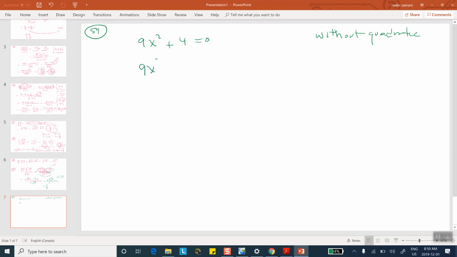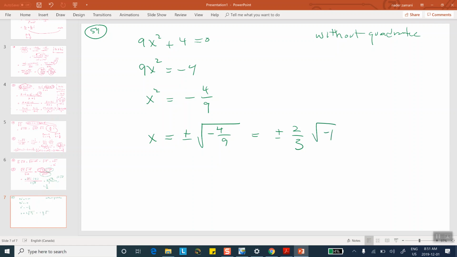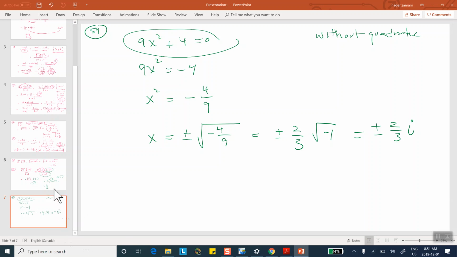So we got 9x squared equal to minus 4, x squared equal to minus 4 over 9, x equal to plus or minus root of minus 4 over 9. However, this is the same as plus or minus 2/3 square root of minus 1, right? So it's going to be plus or minus 2/3 i. I did not have to use the quadratic formula because it's simple enough. I just wrote x squared in terms of everything else and then took the square root. Okay. Let me do the next one.